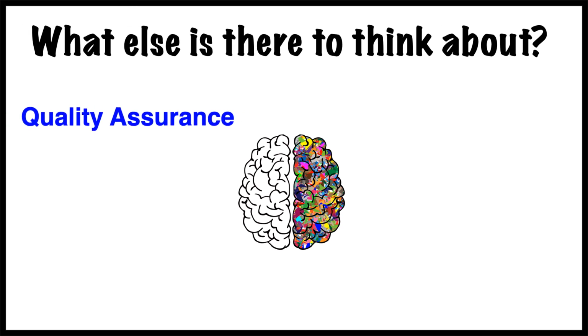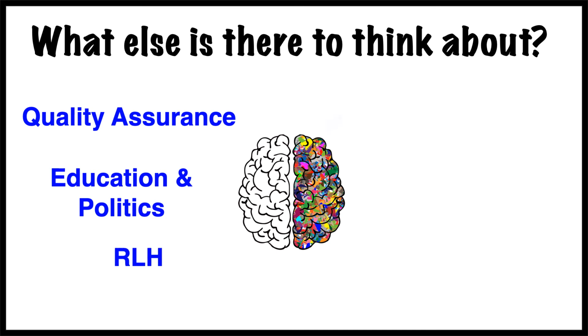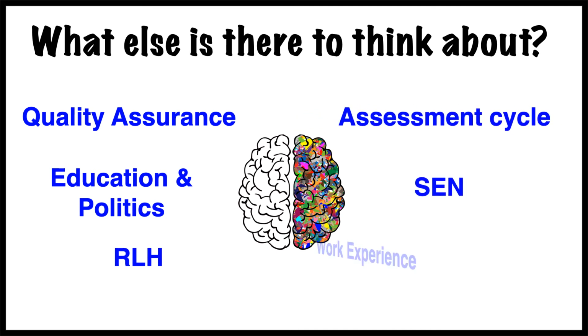When building your portfolio of evidence for Unit 27, there are a number of other things you could also think about and include within your essays. The first of them is quality assurance and how robust this is and what impact this has on your delivery of your program. You could also look at education and politics and the relationship between those two things.